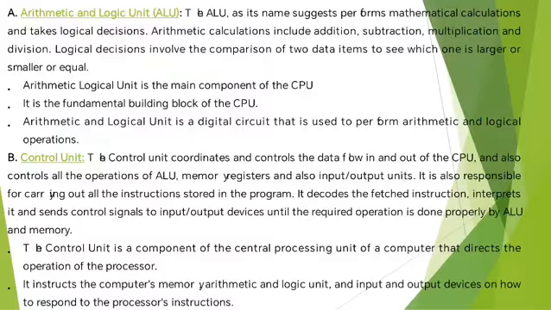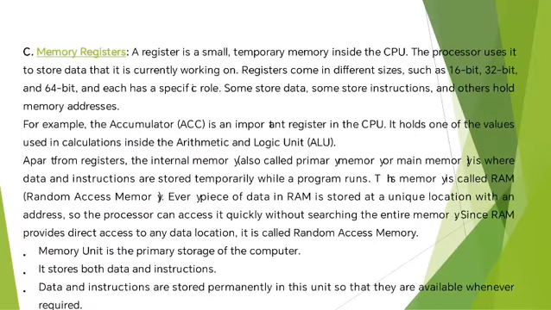Next is the control unit. The control unit coordinates and controls the data flow in and out of the CPU and also controls all the operations of the ALU, memory registers and also input-output units. It is also responsible for carrying out all the instructions stored in the program. It decodes the fetched instruction, interprets it and sends control signals to input and output devices.